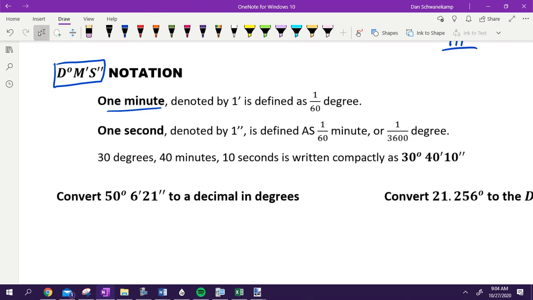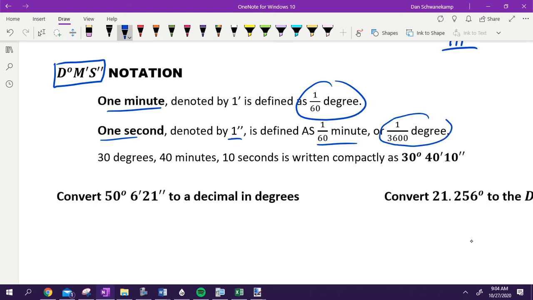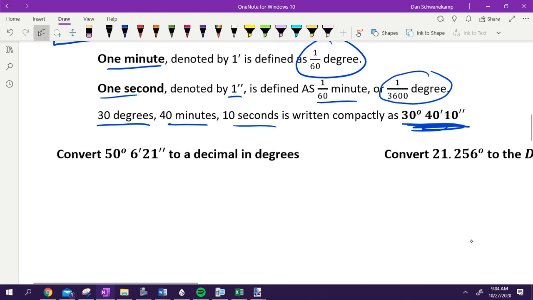1 minute, when we talk about degrees, is 1/60th of a degree, just like 1/60th of an hour. 1 second, it's 1 with 2 apostrophes at the end. It's defined as 1/60th of a minute, or 1/3600th of a degree. So if we had 30 degrees, 40 minutes, and 10 seconds, we would write it like that: 30 degrees, 40 with an apostrophe, and 10 with a double apostrophe. Everybody good there?